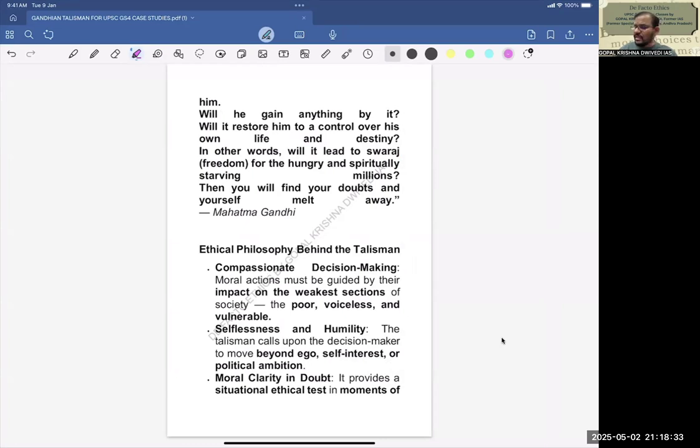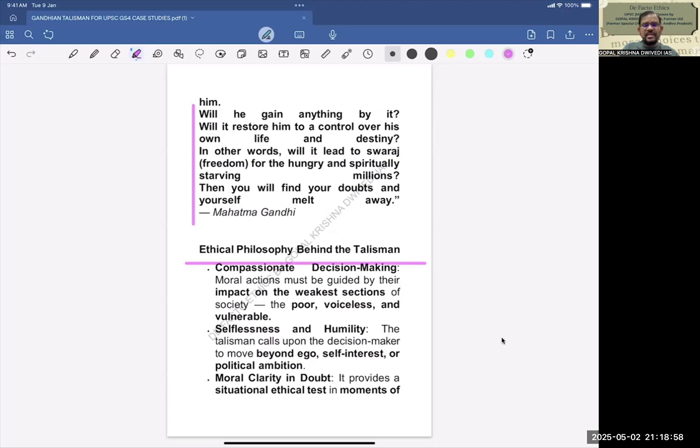So this is what Gandhiji has stated, and it is very useful for a civil servant, particularly in ethical dilemmas. What one should do: you have to remember the poorest of the poor, and you have to work for the poorest of the poor. Now, what is the ethical philosophy behind Gandhiji's idea, or the Gandhian talisman?